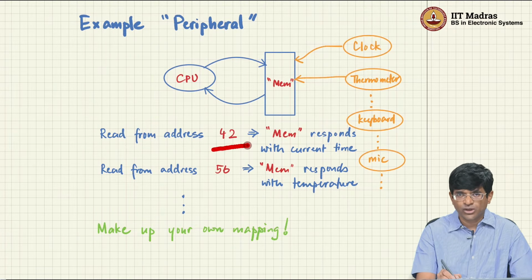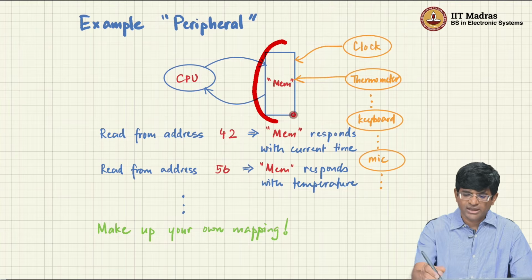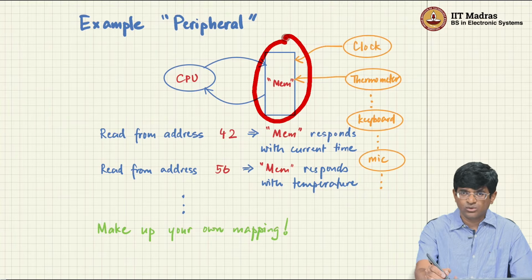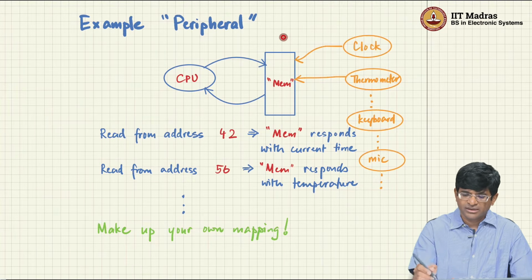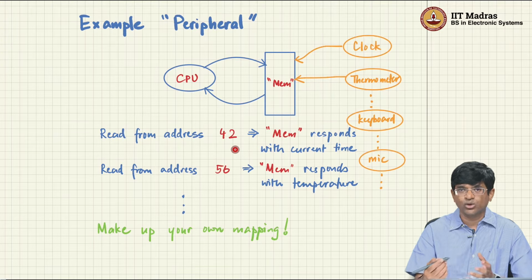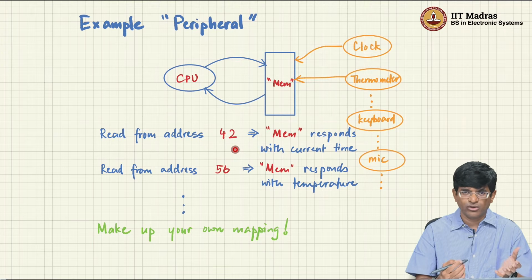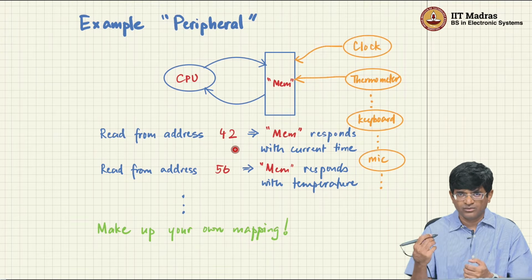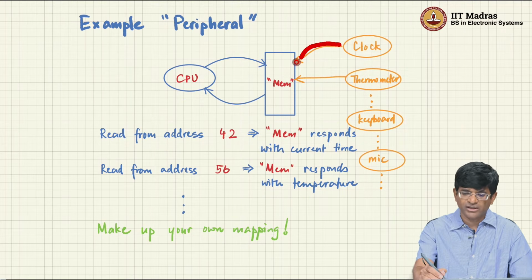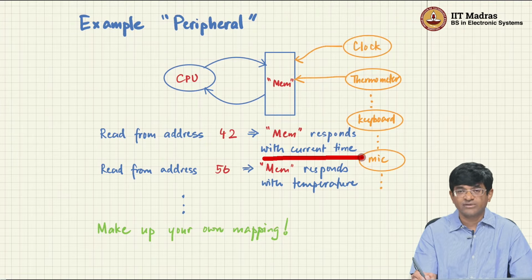I send out the address 42, and this piece of logic that I have marked as "mem" has some kind of an address decoder. It looks at the number 42 and says, okay, where do I get the response corresponding to 42? It's not from a memory location. Instead it takes whatever input it got from the clock and sends that back. It responds with the current time.